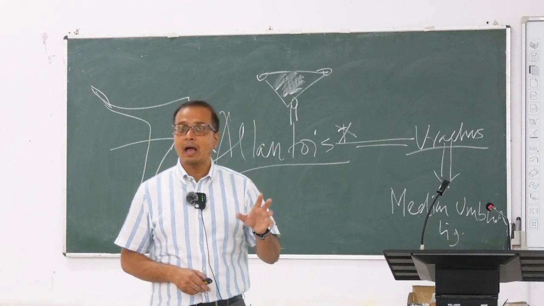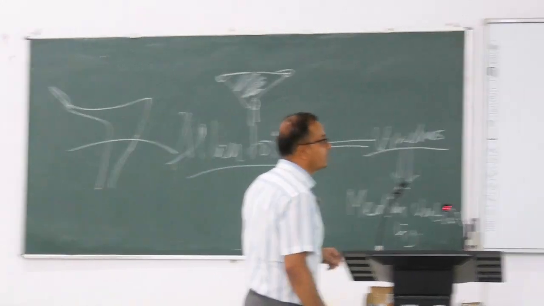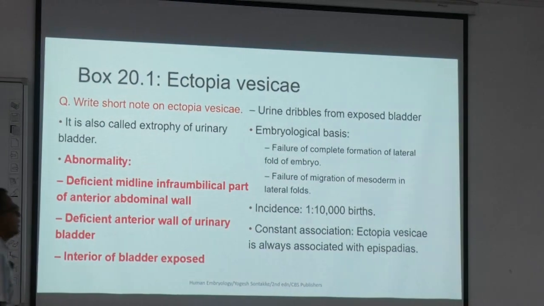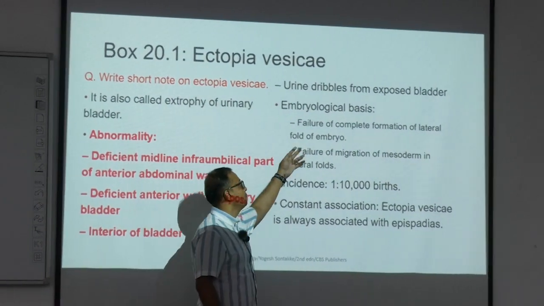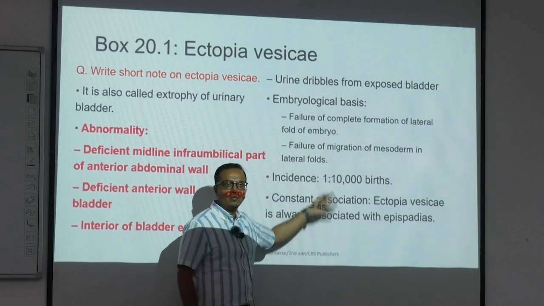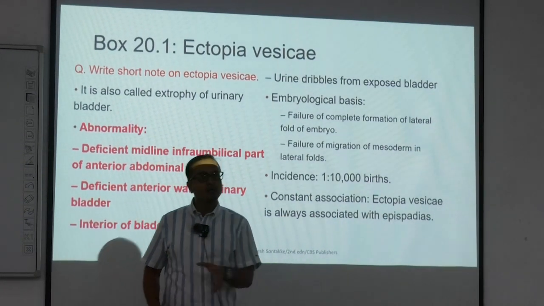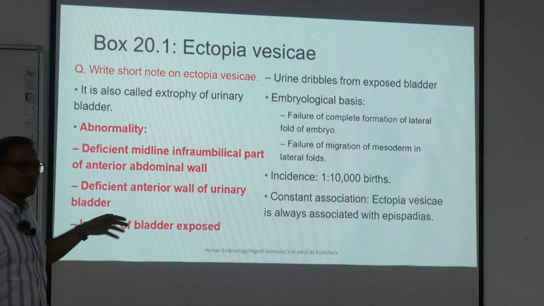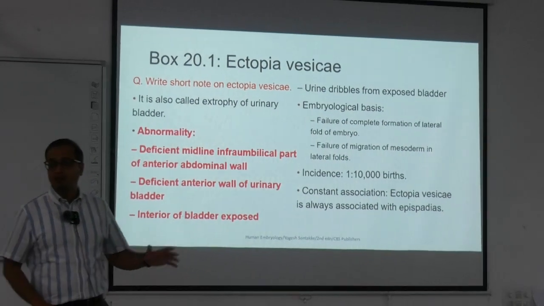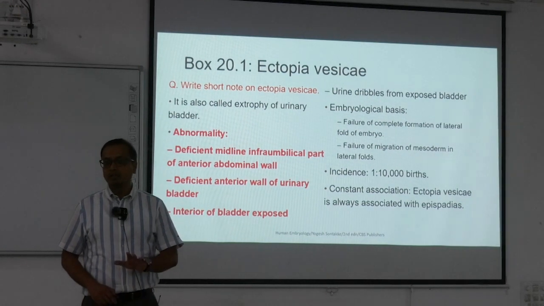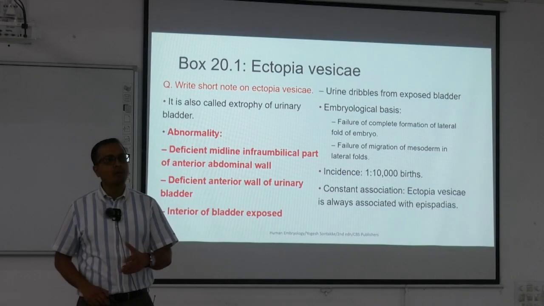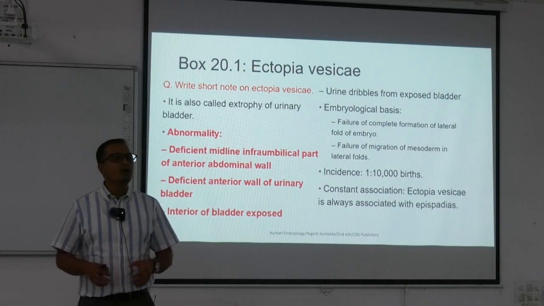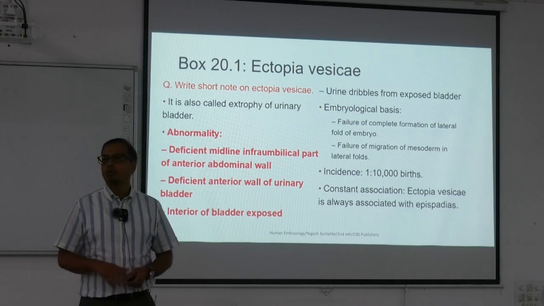So, that is the phenomenon with its embryological basis: incomplete or slow formation of the lateral folding of the embryo, leading to failure of the muscle tissue to migrate to the anterior part of the abdominal wall. This leaves the infra-umbilical part of the anterior abdominal wall deficiently formed, leading to protrusion of the bladder, opening of the bladder to the exterior, and leaking of urine through the anterior abdominal wall.